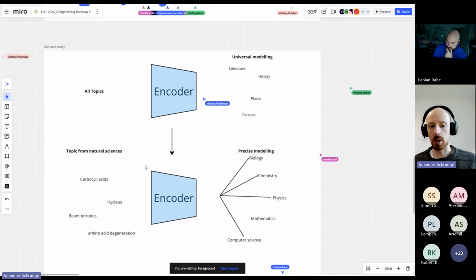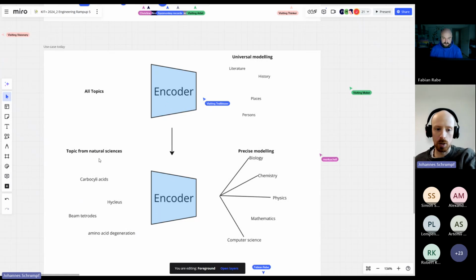For this it makes sense to take an existing encoder that can already process natural language, but train it on your narrow domain. In this case, we focus on natural sciences.